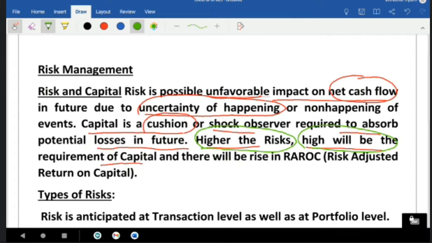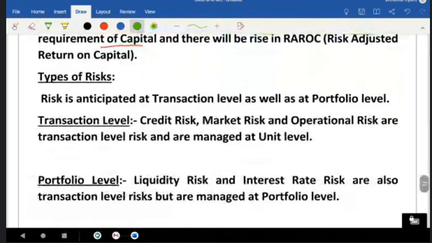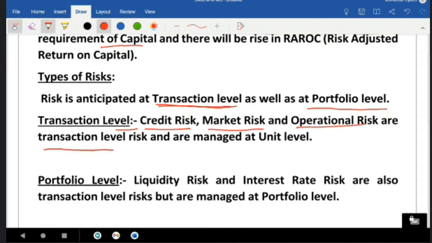Now we'll discuss the many types of risk. Risk is basically divided into two parts. Number one is the transaction level and number two is the portfolio level. Transaction level means credit risk, market risk, and operational risk are considered as transaction level and managed at the unit level itself. That means CMO. We are dealing with CMO: C means credit risk, M means market risk, and O means operational risk.